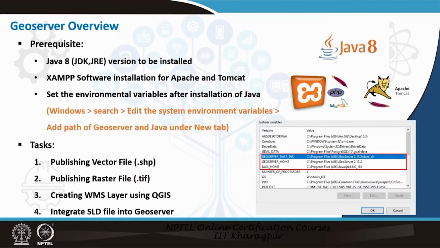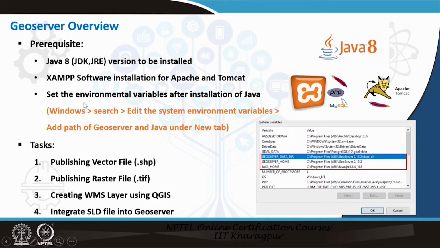So what are the prerequisites for getting a Geoserver? If you want to run Geoserver on your machine, first of all you need to have Java 8 installed, and if you are very familiar with Apache and Tomcat, you can install them separately, or if you are not familiar with that, you can install a software called XAMPP. So you can install that software which has Apache and Tomcat already built in. And once Java 8 and Apache Tomcat are installed, you are ready to go with the Geoserver.